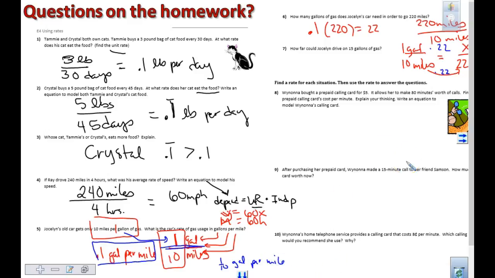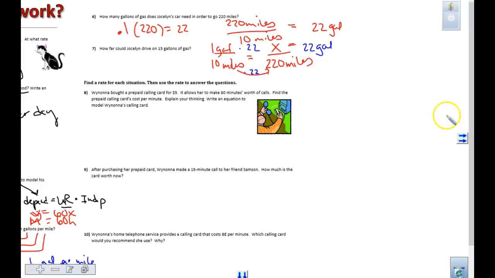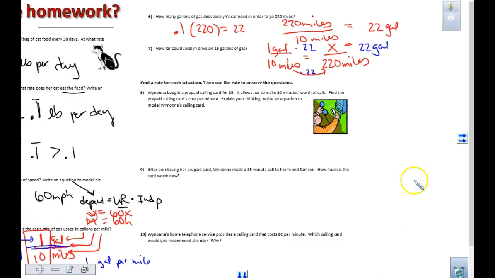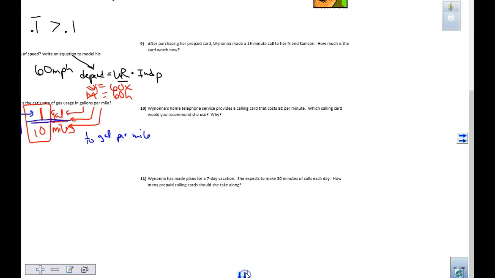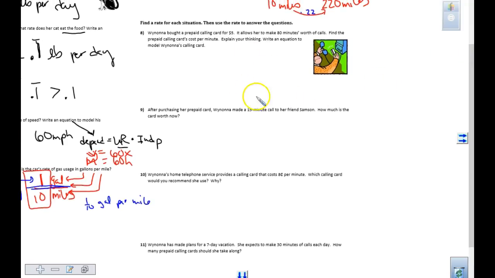All right, so 9 and 10. Some people totally forgot that there was a back. I had some other people tell me, I didn't even see that there was a back to this. So we aren't going to hand this in today just because if you didn't know there was a back, I do want you to do the back before we bring this in. But before we can do question 9, and it says after purchasing, how much is the card now worth, we might want to figure out how much we're paying per minute. So number 8, Greta, what'd you get for an answer in number 8?